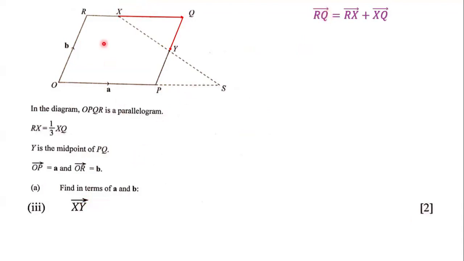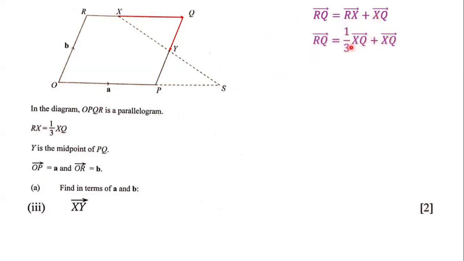If you look at RQ, it means that we go from R to X, then from X to Q. That's what RQ is. RQ is RX plus XQ. Now, what is RX though? Well, they told us that RX is equal to a third of XQ, so let's substitute that in. So RQ is equal to a third XQ plus XQ.